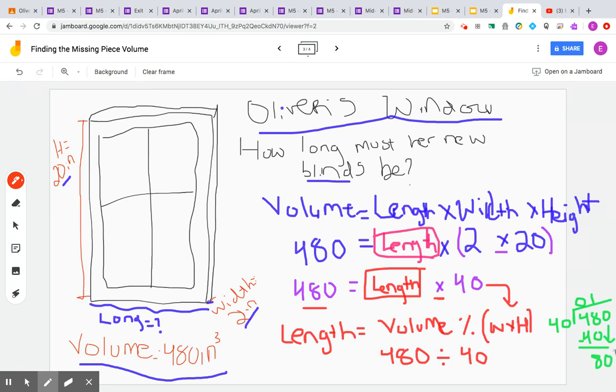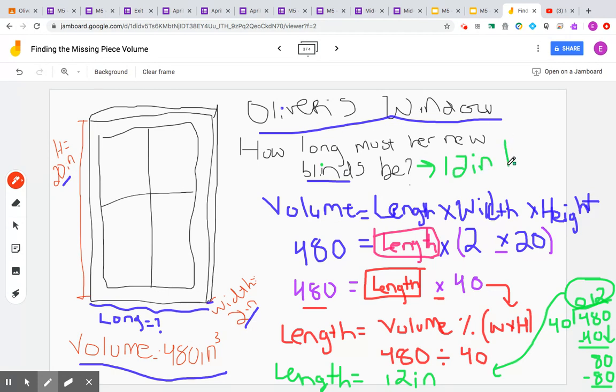I have 80 units of 100, or 1 now. Can I make a group of 40 out of them? Yes. In fact, I can make 2 groups. 2 groups of 40 will use all 80 of my ones. So I know that my length is going to be 12. And our unit was inches. So my windows, in order to cover them from the sun, the blinds have to be 12 inches long.